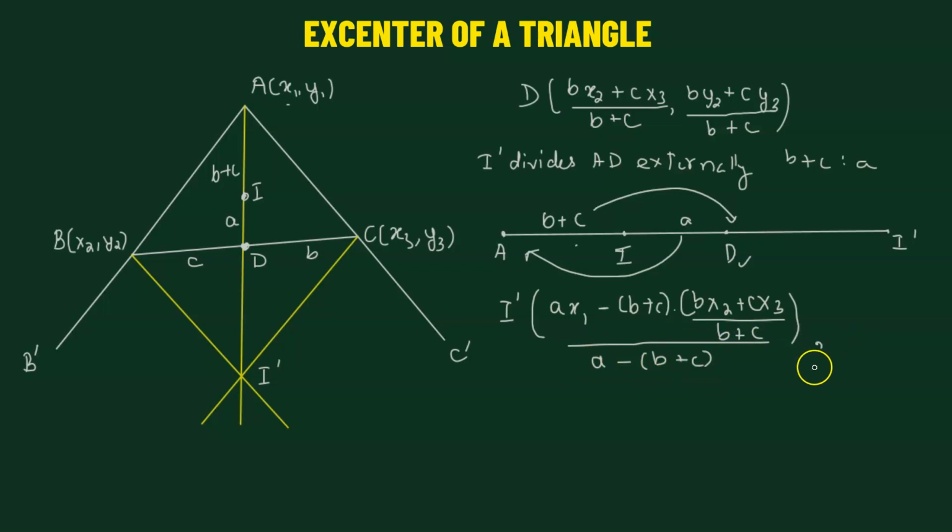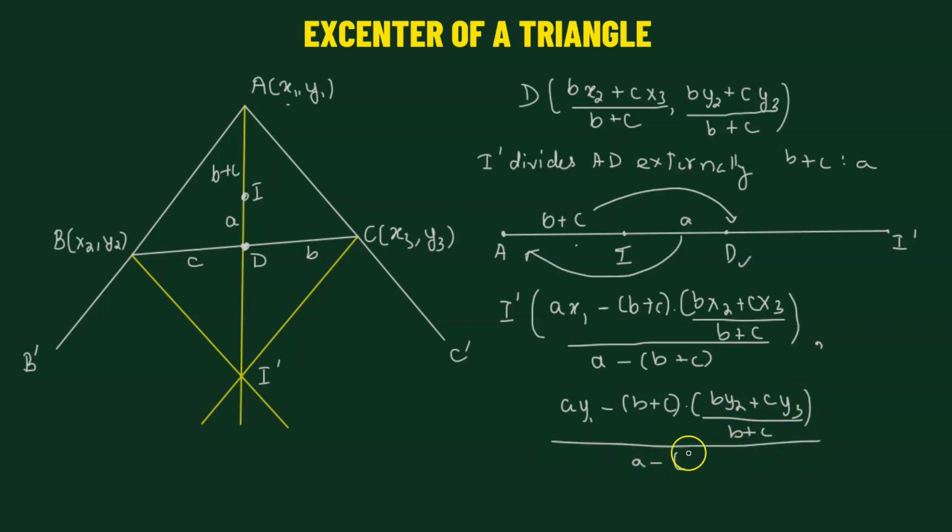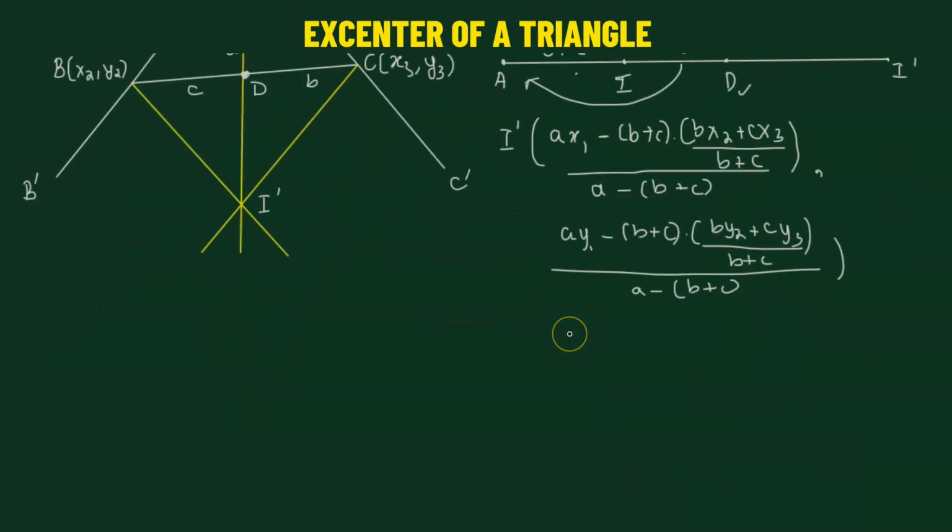Then let's find out the y coordinate. So the y coordinate is going to be, we take A times, so we'll multiply A with the y coordinate of A, that's y1, minus B plus C multiplied to the y coordinate of D, that's going to be by2 plus cy3 divided by B plus C, whole divided by A minus B plus C. Fine. So this is I prime. Okay, so let's further simplify. So here we can cancel out B plus C from the x and the y coordinate.